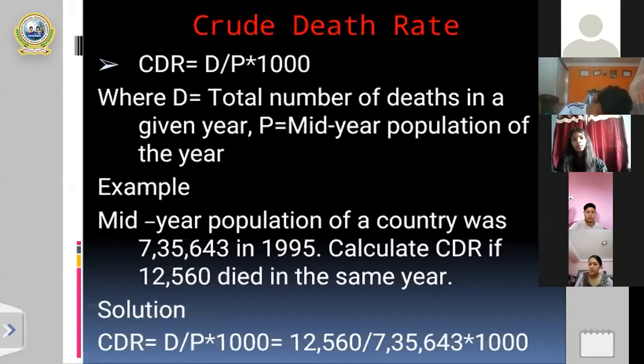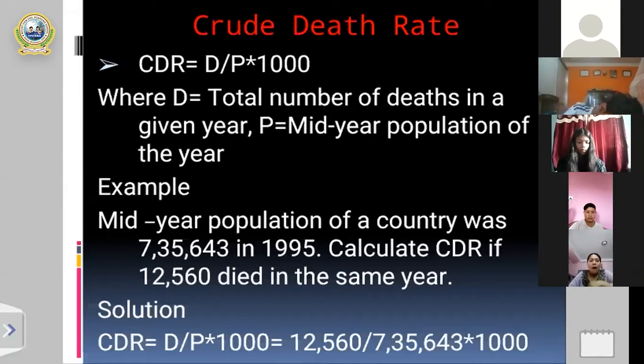Suppose the total population of a country was 7,35,643 in 1995. Now calculate CDR, the crude death rate, if 12,560 died in the same year.